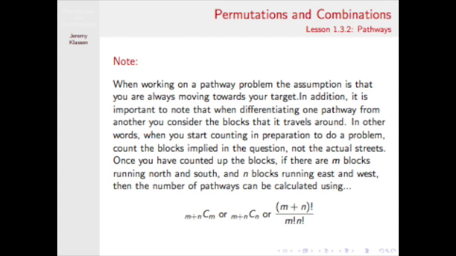One is to calculate m plus n, choose m, or as we've seen in previous lessons, we get the exact same value by calculating m plus n, choose n. Or you can simply think of this in terms of the factorial notation, or as a permutation with repetition, and you would write it as (m plus n) factorial over m factorial times n factorial.